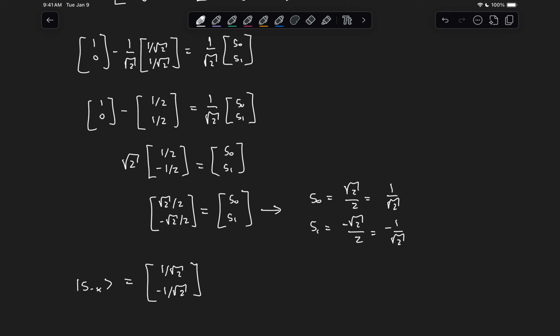Because we said that the probability of measuring spin in the plus z direction is going to be equal to s0 squared, which in this case is 1 over root 2 squared, which is 1/2. And the probability of measuring the spin in the minus z direction is s1 squared, which is minus 1 over square root of 2 squared, which is also 1/2.